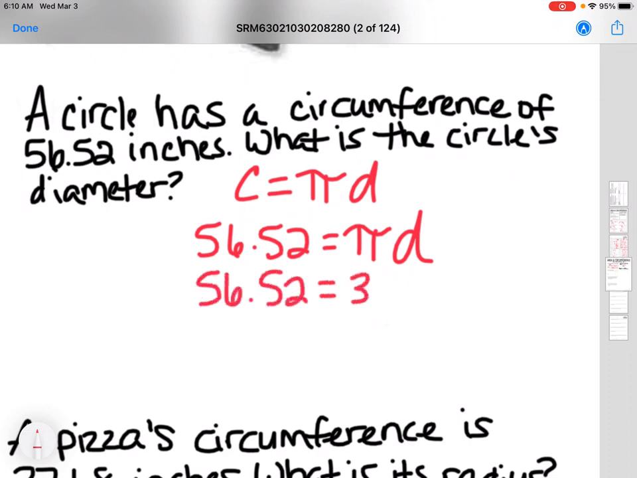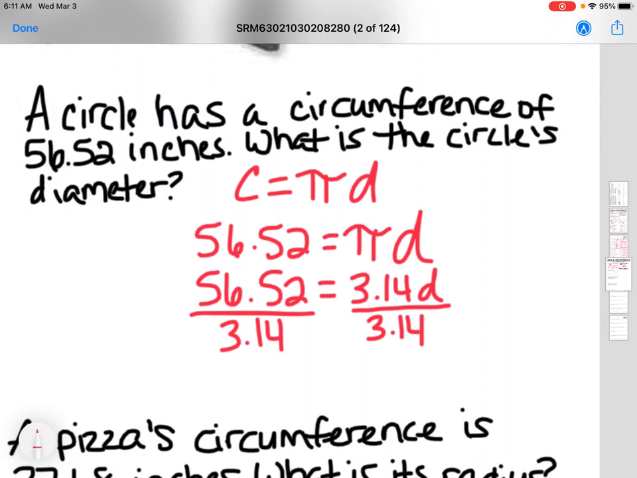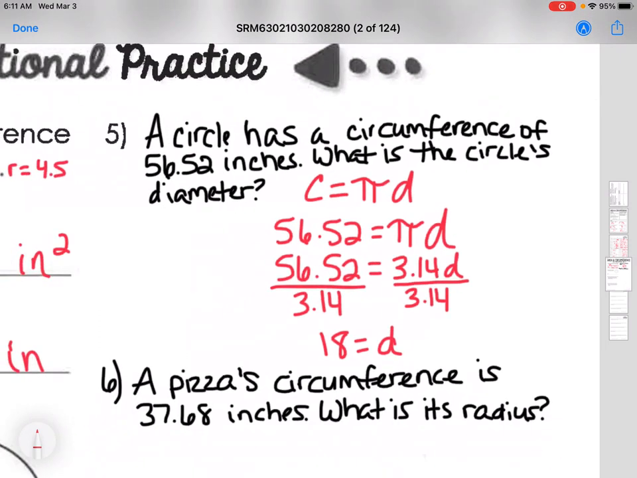So 56.52 is equal to 3.14 times the diameter. So now we have an equation with an unknown variable. So we just solve it like normal. Since 3.14 times d is 56.52, then I would just use the inverse of multiplication, which is division. And I can divide both sides by 3.14. And that will tell me that my diameter is equal to 18 inches. So the diameter is 18 inches.